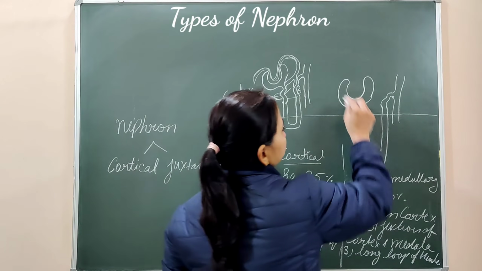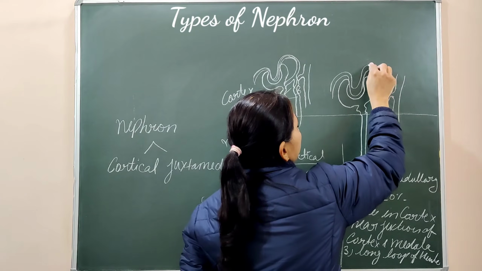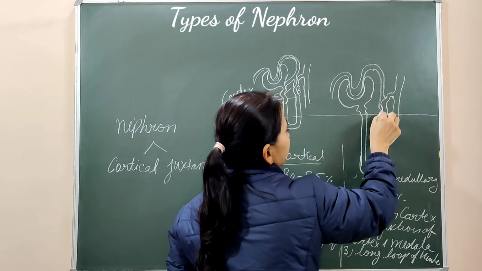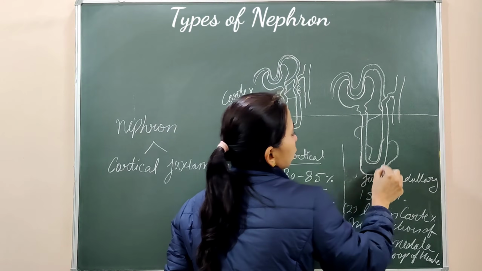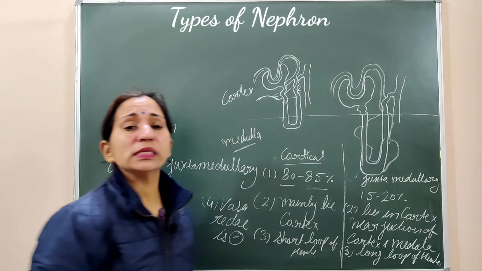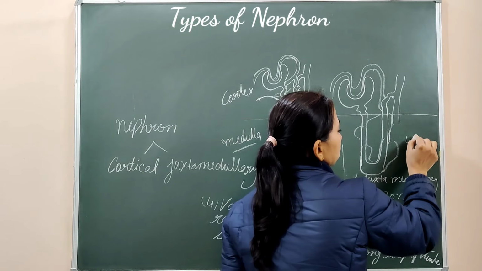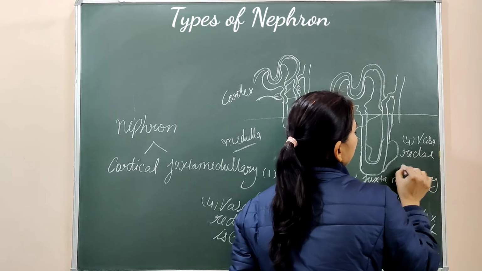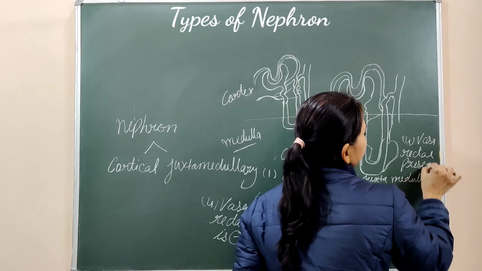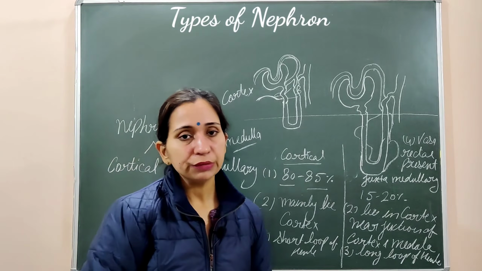Whereas in the case of this type of nephron, जो हमने यहाँ बनाया juxtamedullary nephron, यहाँ पे peritubular capillaries का network बनेगा. These peritubular capillaries will make the vasa recti around the loop of Henle. This will make a vasa recti also. So in these juxtamedullary nephrons, the vasa recti is also present. So these are the differences between these two types of nephrons.